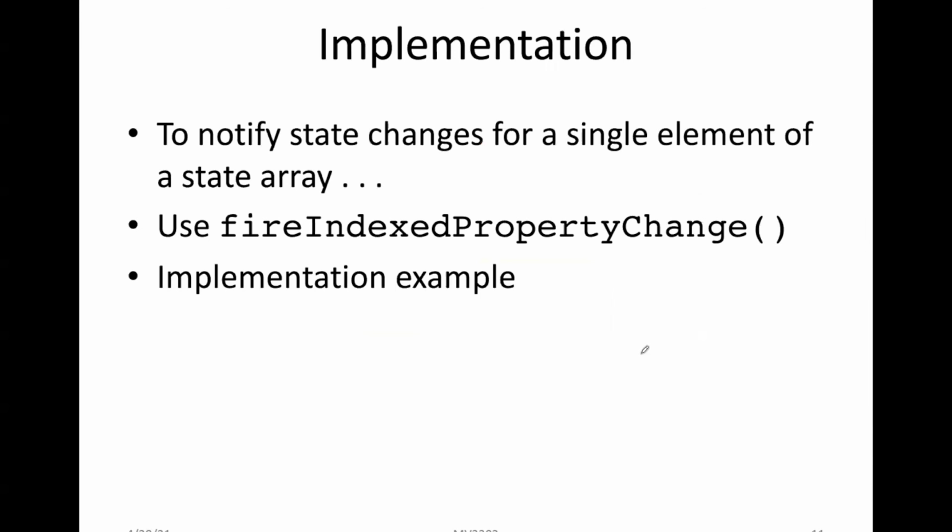So in the implementation, to notify the state change for a single element of the state array, we're going to fire an index property change. And in my notes, I have an implementation example. But since there's only 1 minute left, I don't have the time to do that, so the implementation will have to wait for the next class.